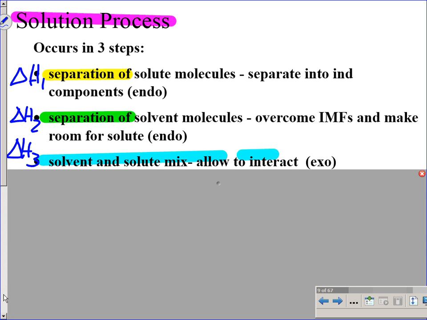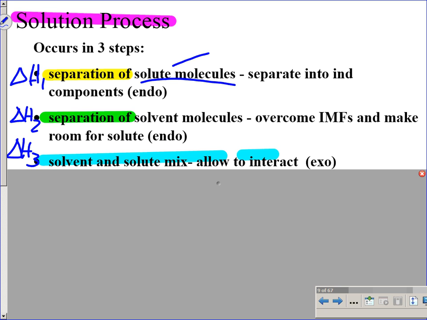Good times. Alright, so I know you're writing down the details here, but this is our first process that we spoke of earlier: separation of solute. And then Alvin, what was your symbol for separating the solute? So what does this mean? What does it mean, guys?